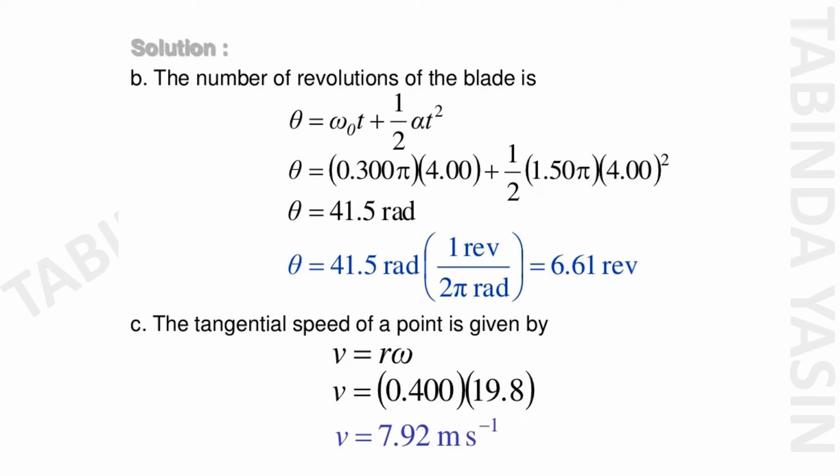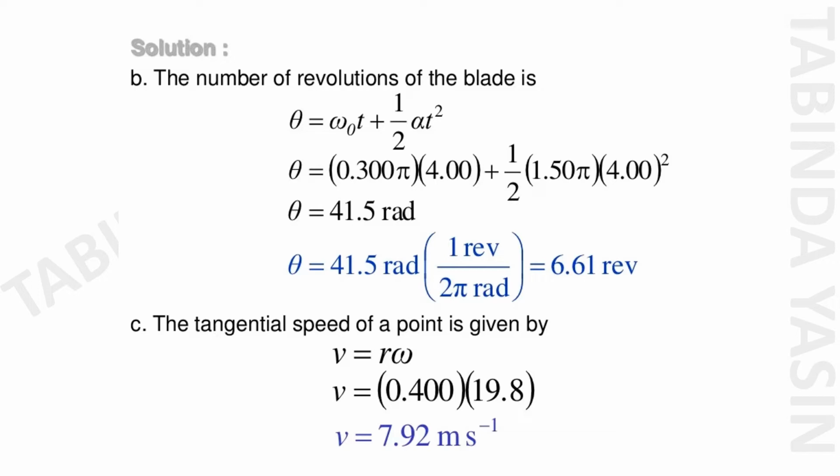Now for the solution, part B, the number of revolutions of the blade is theta. We're going to write the equation of angular motion. Theta is equal to omega naught t plus 1 over 2 alpha t square. We substitute the value of omega naught, that is 0.300 pi, and the value of time t is 4.00, plus 1 over 2 into the value of acceleration 1.50 pi into 4.00 whole square. We substituted the value of t. Then after calculating that, we get theta is equal to 41.5 radian.